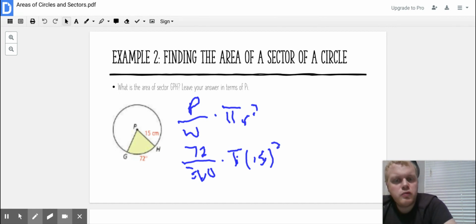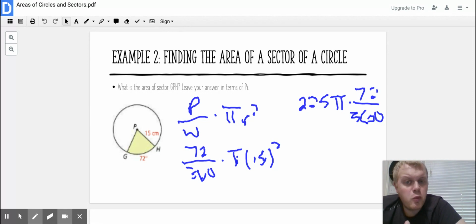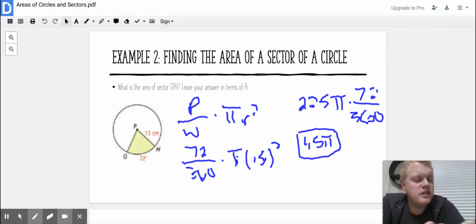But 15 squared would be 225 pi. And then again, you would multiply that times 72 over 360. Now, again, they want this in terms of pi, so I will have to multiply 225 times that 72 over 360. So if you were to type that into your calculator, after you multiplied it all, it should simplify down to 45 pi. And again, it does want you to leave it in terms of pi, so this would be our final answer. If it said round to the nearest tenth, just type that into your calculator and simplify, okay?